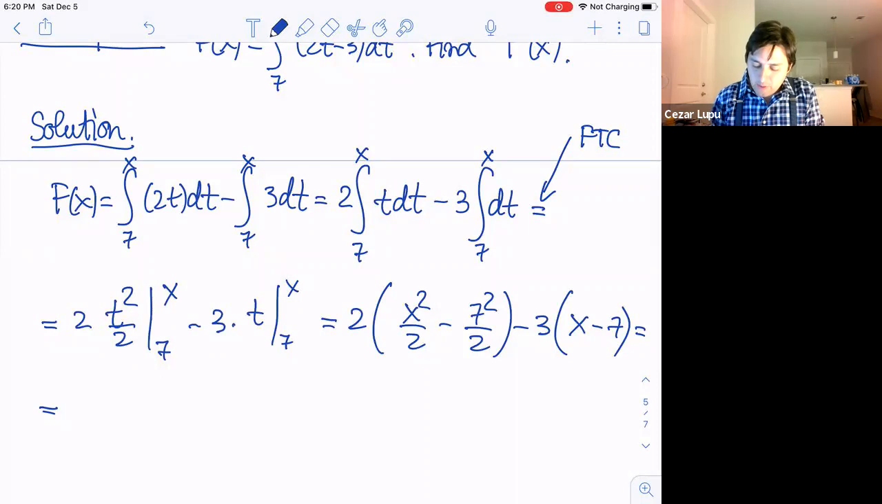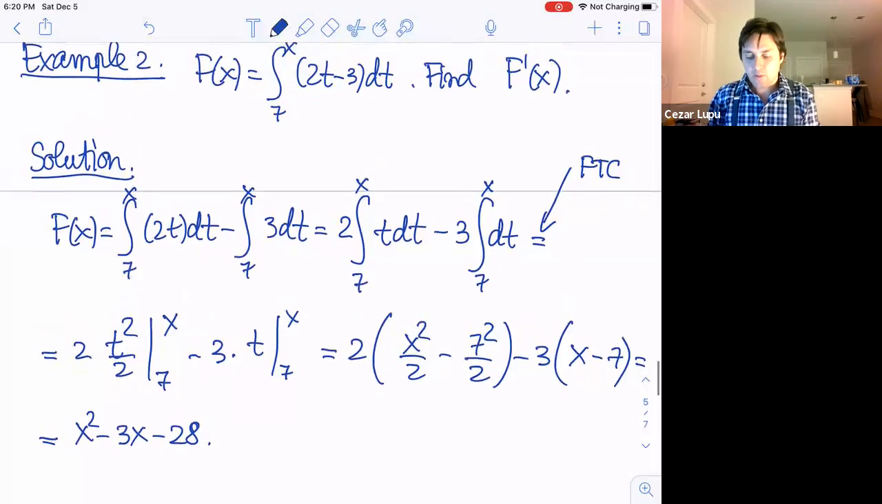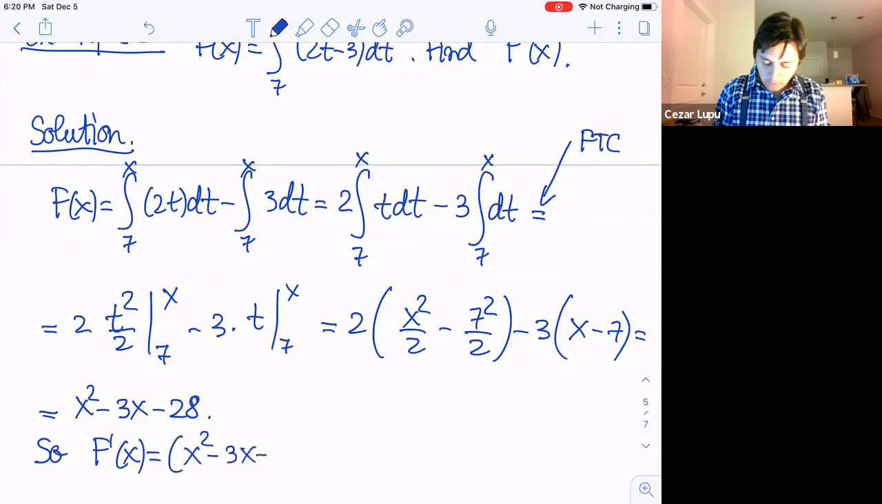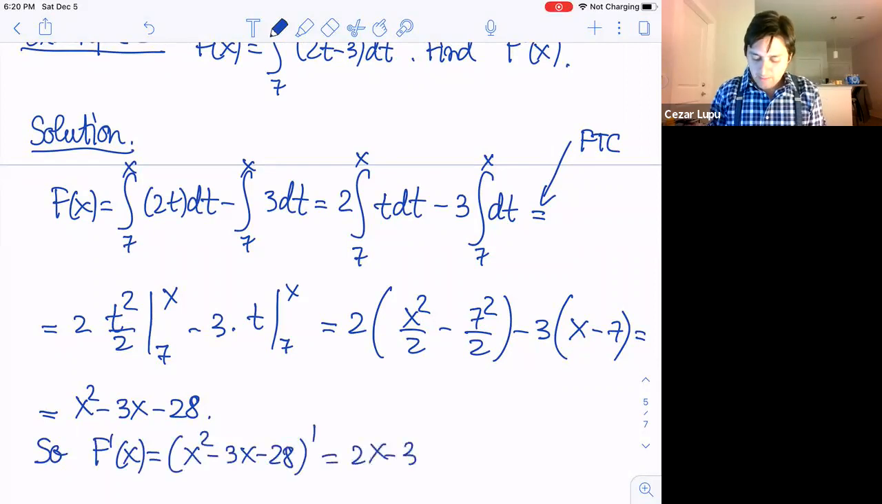Well, x squared minus 49. Okay, so it's x squared minus 49 minus 3x plus 21. So this would be x squared minus 3x minus 28. So that's the function, that's f of x. But pay attention, we're interested to find the derivative. So f prime of x will be nothing else than just x squared minus 3x minus 28, everything prime, which is 2x minus 3.